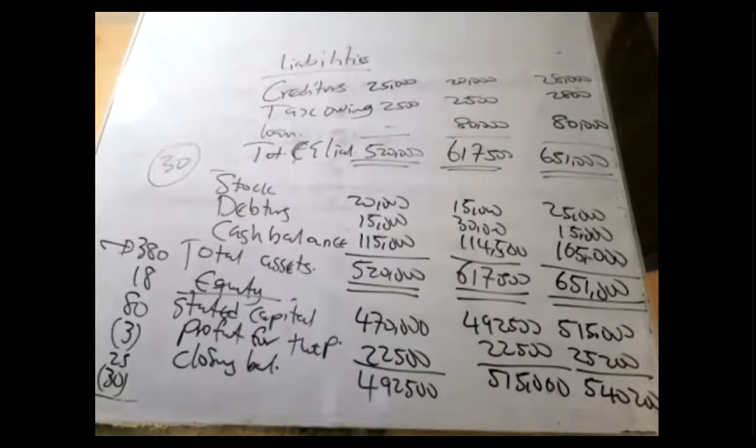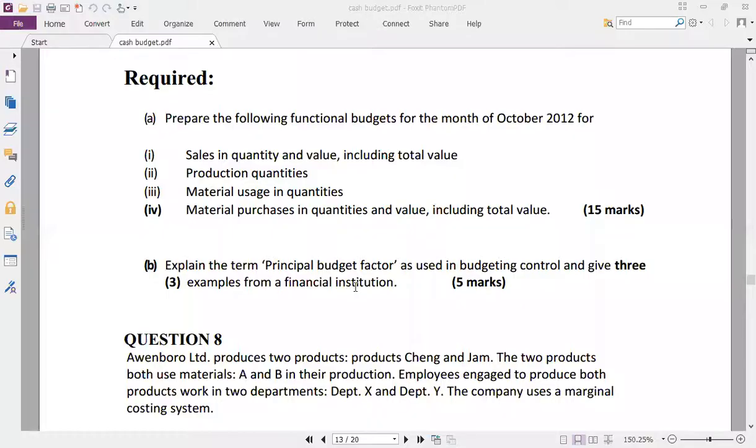Now, this examiner is asking for a financial institution. So, for a financial institution, what will be their principal budget factor? Their limits. Number one, customers. Number two, technology. Capital banking.